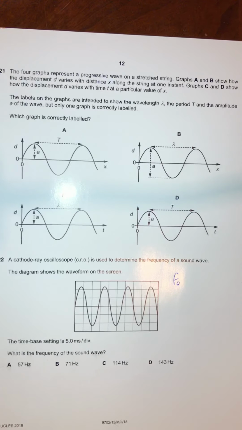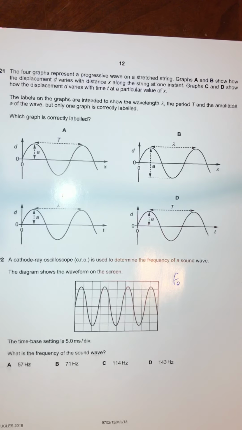Graphs A and B show how the displacement d varies with distance x along the string at one instant. Graphs C and D show how the displacement d varies with time t at a particular value of x. The labels on the graphs are intended to show the wavelength lambda, the period T, and the amplitude A of the wave, but only one graph is correctly labeled. Which graph is correctly labeled?